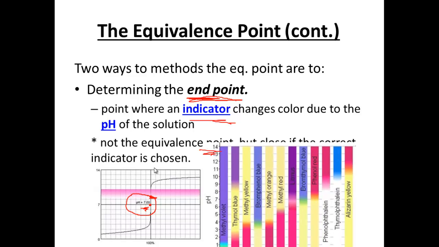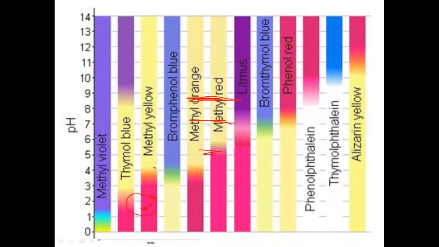Here is a list of some different indicators. We have methyl violet, thymol blue, methyl yellow, and so forth. Phenolphthalein is right here. It shows us the colors that those indicators take over a certain pH range. And after we're done working with titration curves and doing the calculations with those, we'll end this chapter with looking at how you select the right indicator.